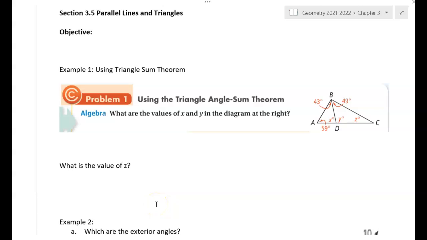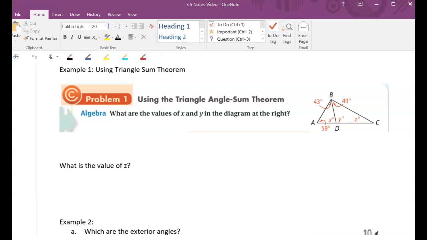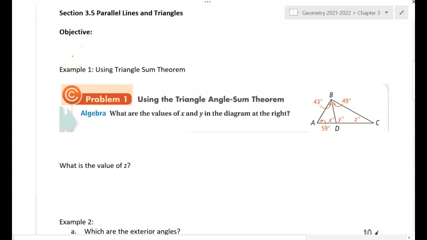Snook with section 3.5, parallel lines and triangles. And we're going to solve some problems using the Triangle Sum Theorem. Now from that Triangle Sum Theorem, we know that the angles in all triangles add up to, sorry, add to 180. So all of them add to 180.